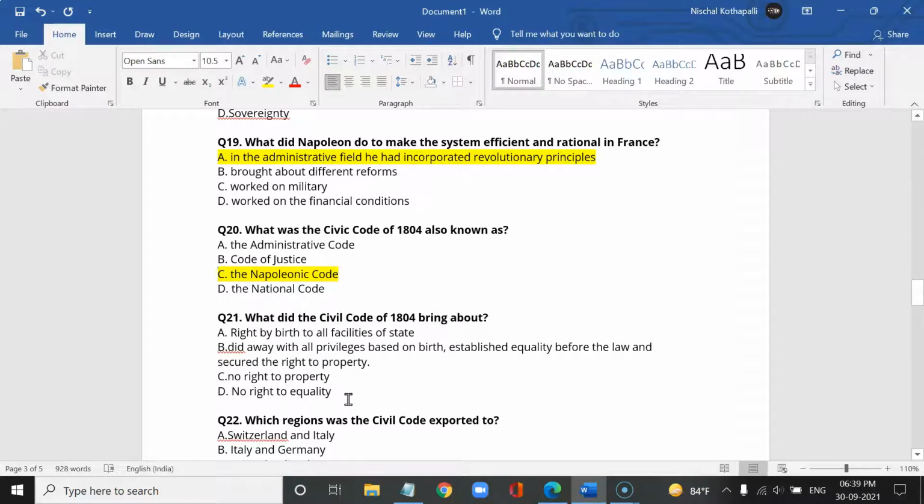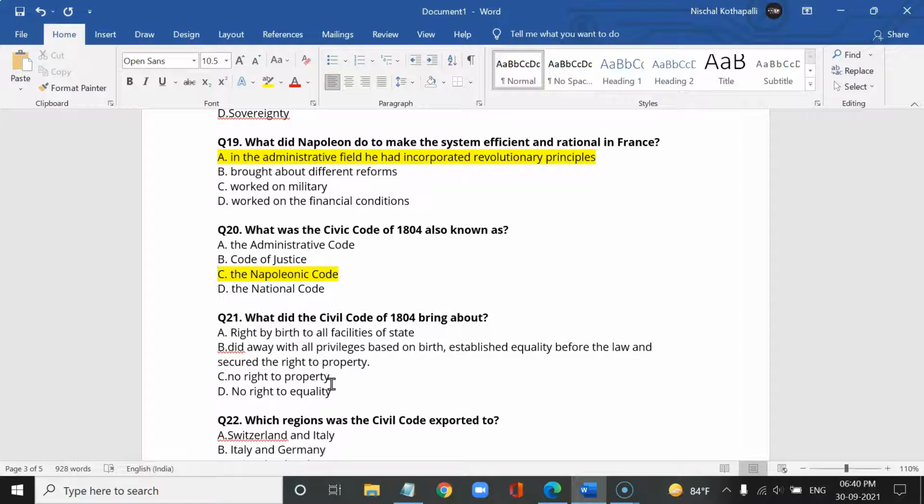So again, you can use your odd one out strategy here. Right by birth to facilities of state. Napoleon strictly went against the rights by birth because he believed that everyone should work towards their own future rather than being granted all their privileges at birth. No right to property, the Civic Code of 1804 stressed the inviolability. Please remember this word. Inviolability, that means it cannot be violated.